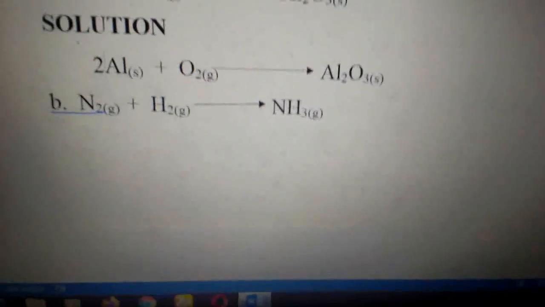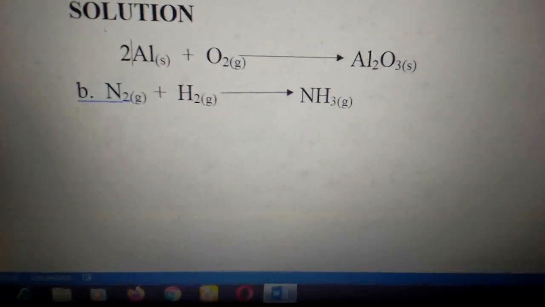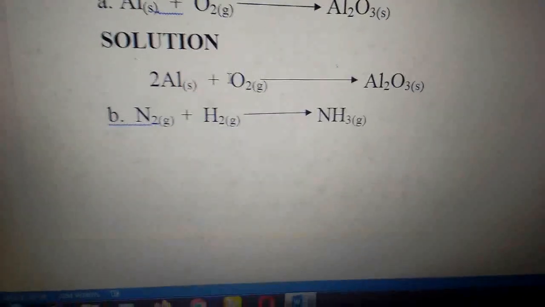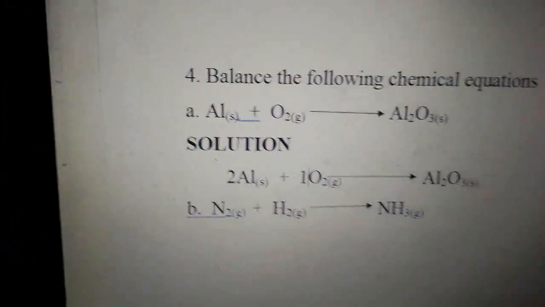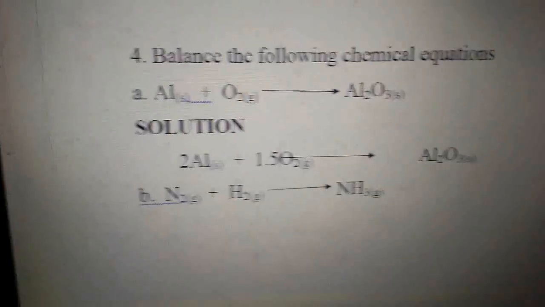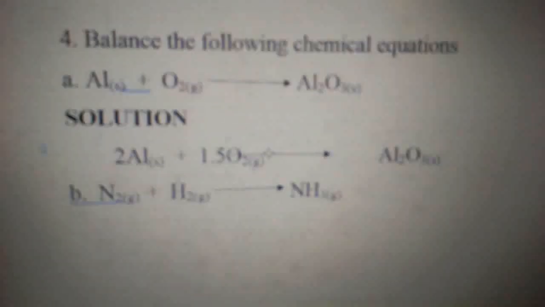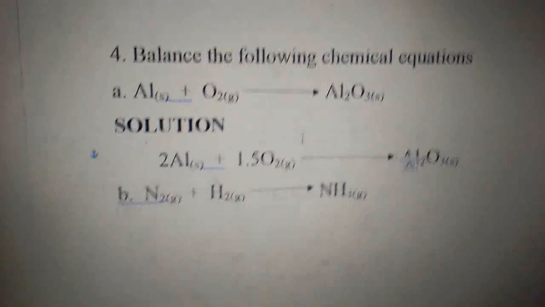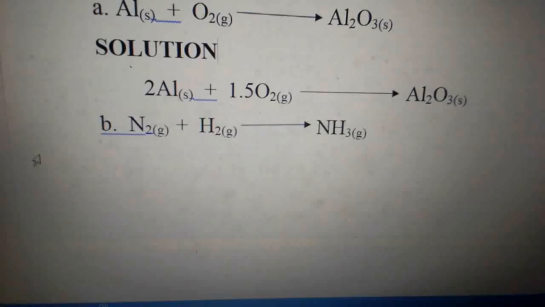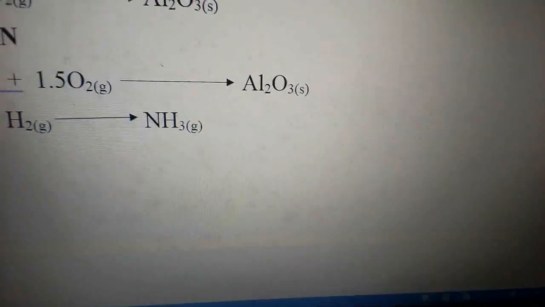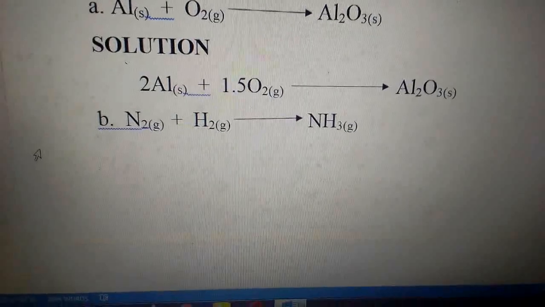Since it's remaining only oxygen, we divide that 3 by the 2. So 3 by 2 will give us 1.5. We put 1.5 in front of oxygen on the left hand side. If you check, it is balanced. Why is it balanced? 2 of aluminium on the left hand side, 2 of aluminium on the right hand side. 1.5 times 2, that is 3 of oxygen on the left hand side, 3 of oxygen on the right hand side. So it's balanced, but we need to convert the decimal value to whole number.